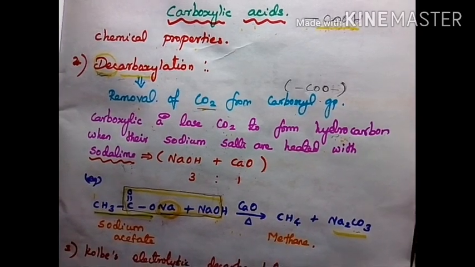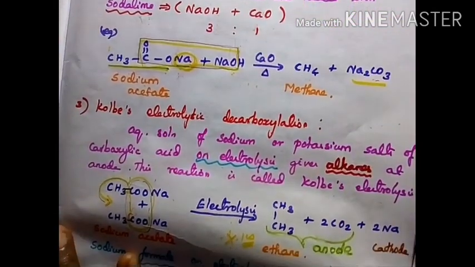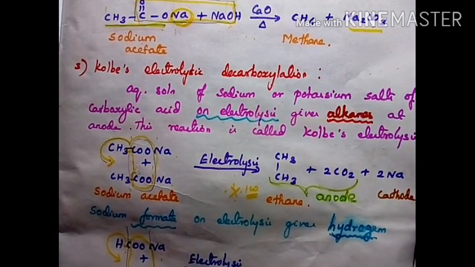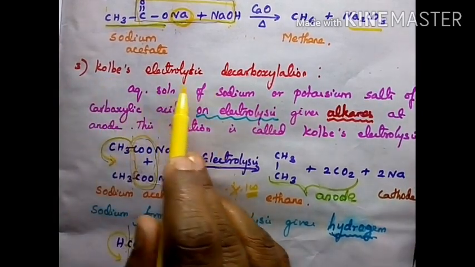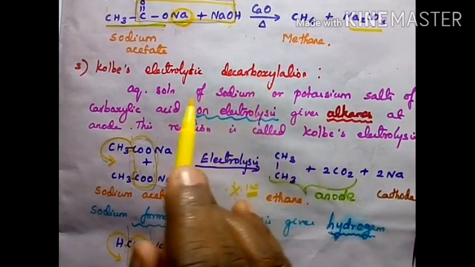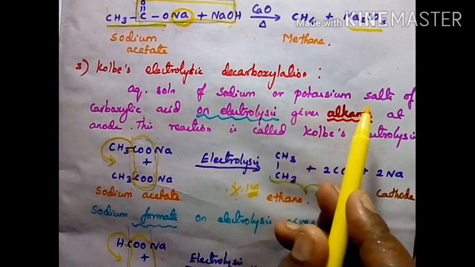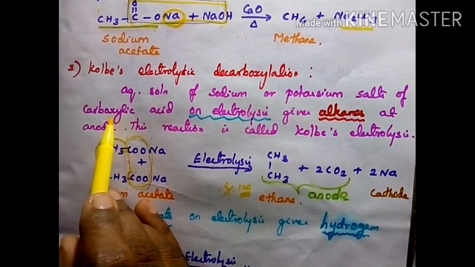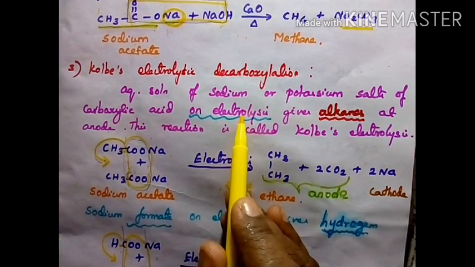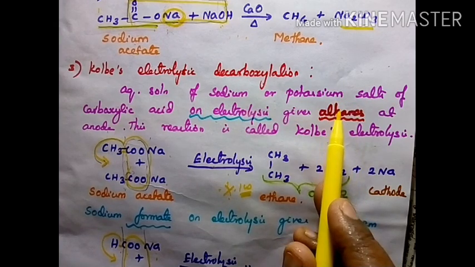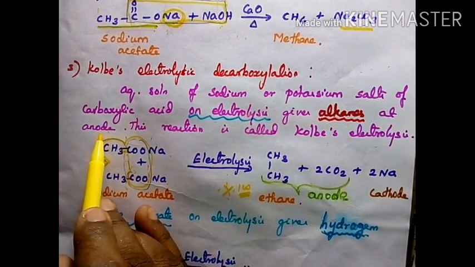And then next step, decarboxylation. Next also a decarboxylation process, but this is an electrolytic method. Kolbe's electrolytic decarboxylation. Here also we are going to take the sodium or potassium salt of carboxylic acid. But instead of soda lime, we undergo the process called electrolysis. The product obtained here is alkane, and it is liberated at the anode.